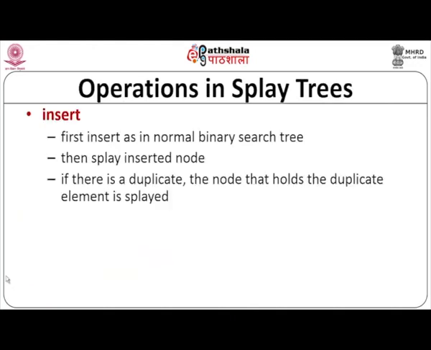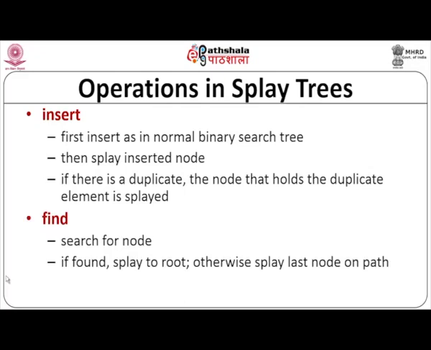So, let us look at the operations. Insert: we just talked about the rotation. What is the purpose of rotation? We wanted to move x to the root of the tree, that is all. Now, insert: first insert as in a normal binary search tree, which we already saw for ordinary binary search trees, AVL trees, and red black trees. Similarly, for Splay trees you first insert. Once you have inserted the node, you have to splay. The meaning of splay is to make that inserted node become the root of the tree. If there is a duplicate, the node that holds the duplicate element is splayed.